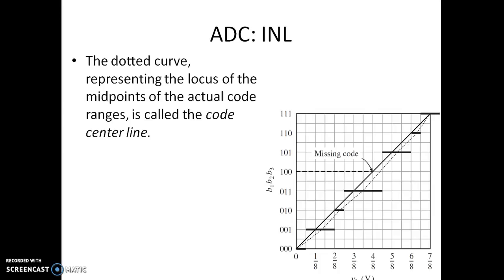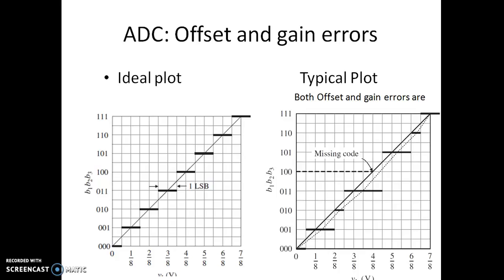You need to comfortably try to understand what this ideal plot is, and when your output changes. In the ideal case, the output always changes at every odd number of half LSB. This is 1 half LSB, this is 3 half LSB, this is 5 half LSB, and so on. We shall see INL and DNL of the ADC in the next video.